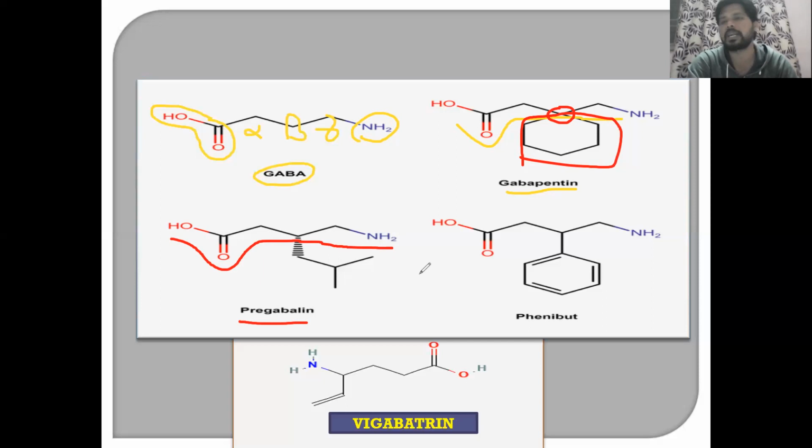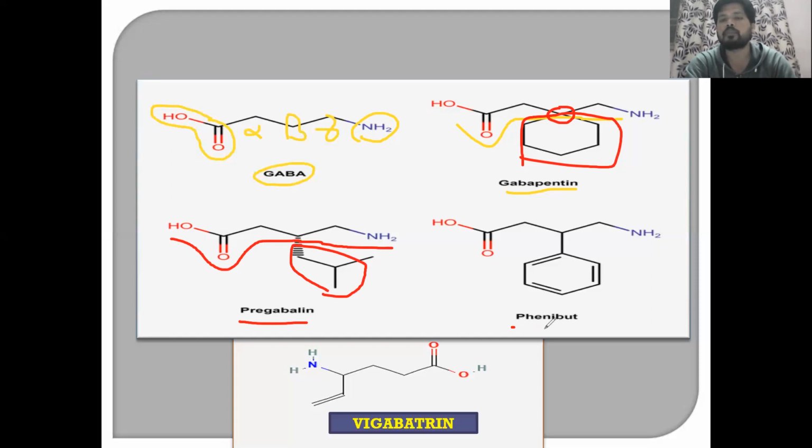They show action like GABA. So they are derived based on the structure of GABA, and they mimic the action of GABA. So this is Pregabalin. It is also called isobutyl GABA.